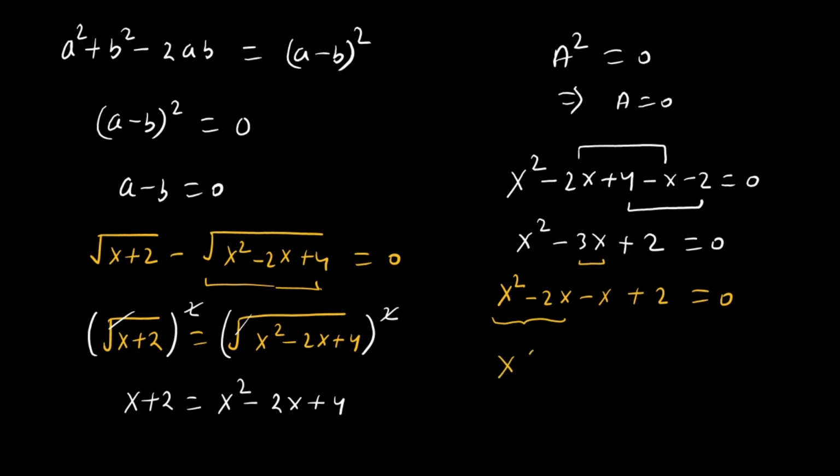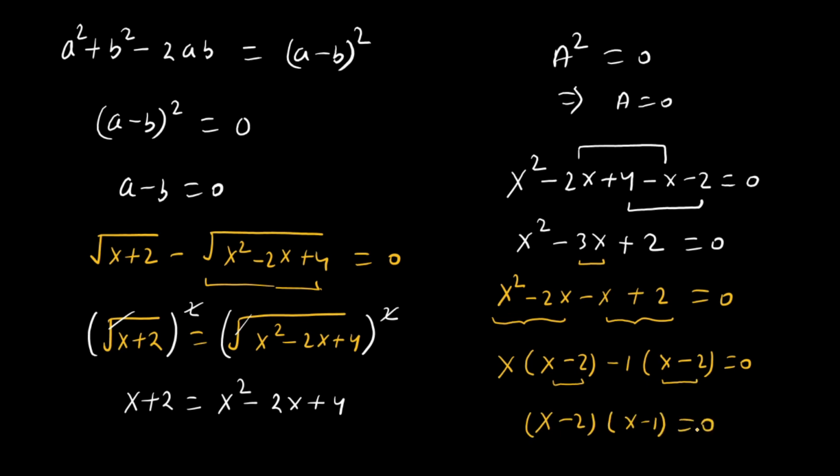x² − 3x + 2 = 0 becomes x² − 2x − x + 2 = 0. Look carefully at the first two terms. If we take x common, we get x(x − 2). Now look at the last two terms. If we take −1 common, we get −1(x − 2). Here x − 2 is common, so (x − 2)(x − 1) = 0.